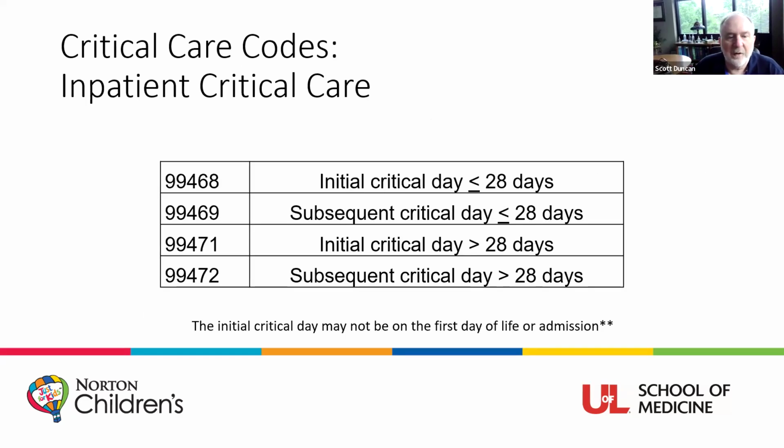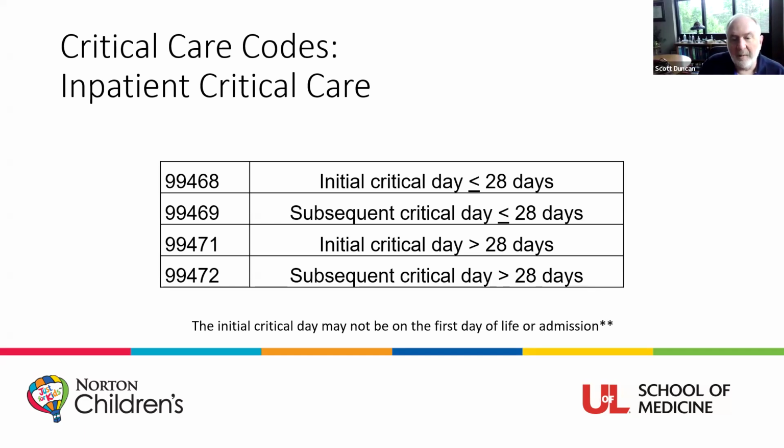Here are the 4 sets of critical care codes that we can use. These are 99468, which is the initial critical care day, less than or equal to 28 days. Remember, your first date of life, the date of birth, is day 0. So in fact, we really get 29 days. Start with day 0 and then run through 28. 99469 is a subsequent, less than 28 days. 99471 is 28 days to 2 years. 99472 is over 28 days.